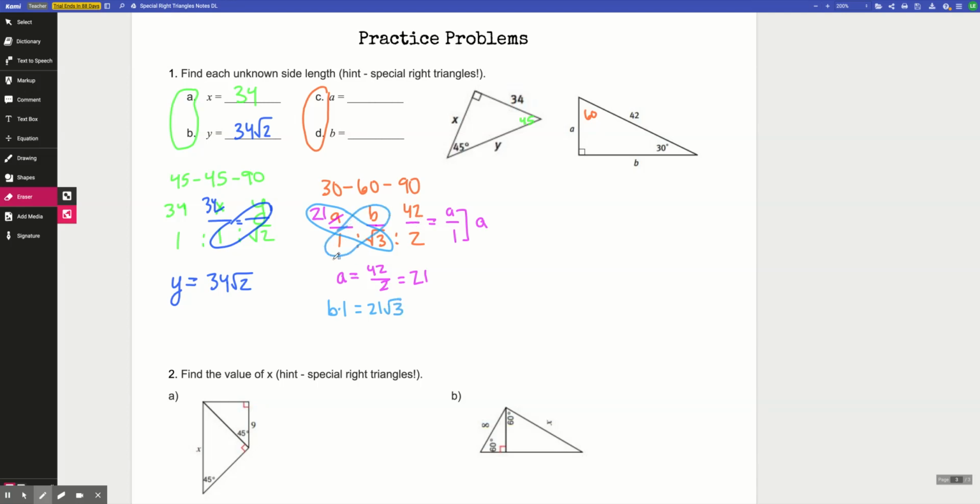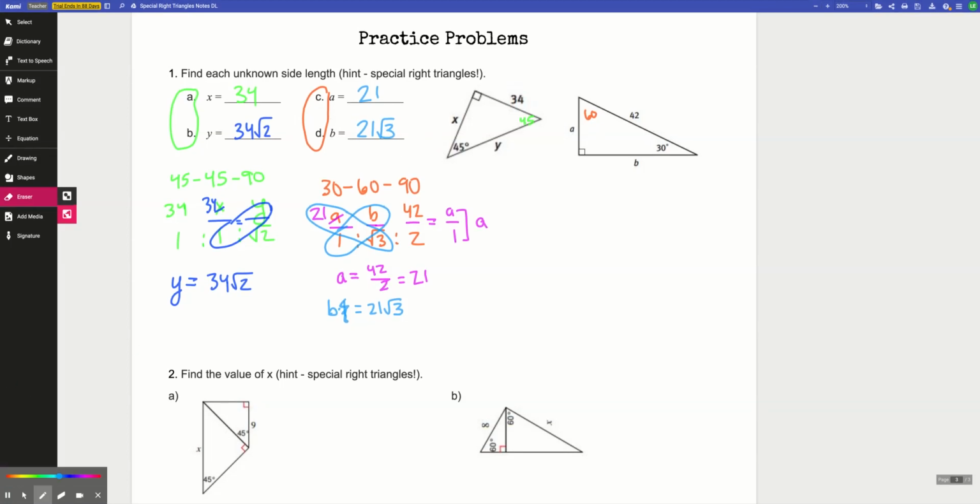When I do the cross multiplication, this times 1 basically just goes away, because anything times 1 is equal to itself. So you end up with b is equal to 21 root 3. And that's all you have to do. That's it for these two. So A we found is 21, and then B was 21 root 3.